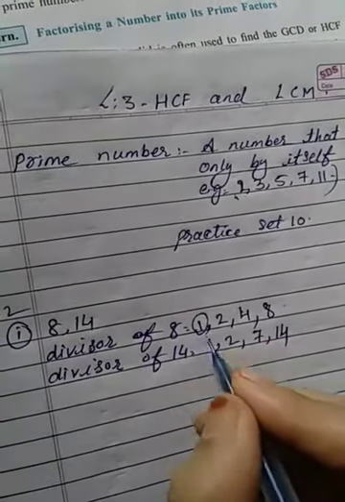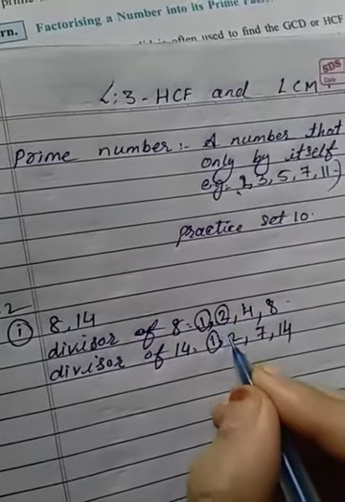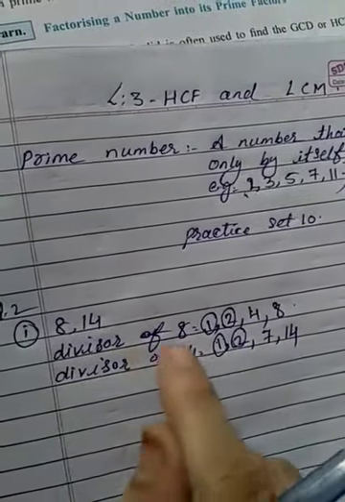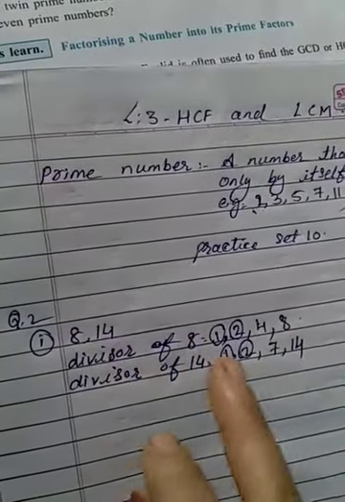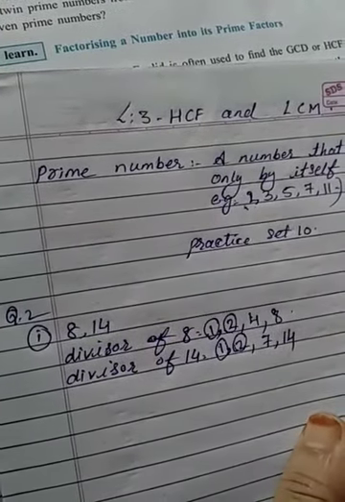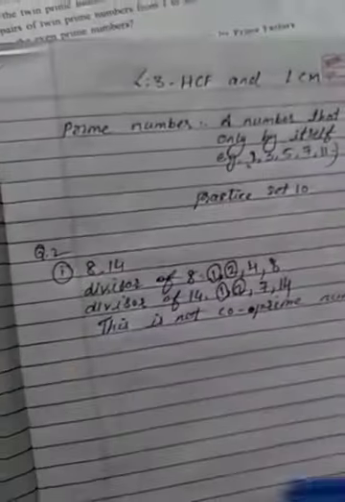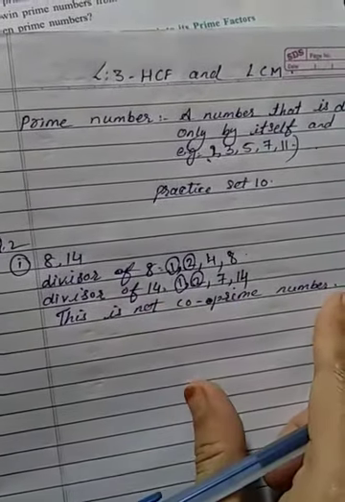Now see the common factor, or we can say common divisor. So 1 is common and 2 is also common. So here there are 2 common factors. That means this is not a co-prime number. Have you understood? So you have to mention it. This is not a co-prime number.